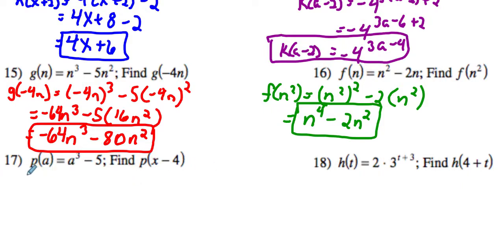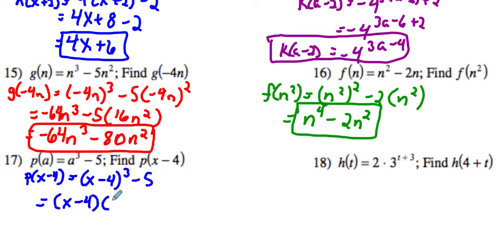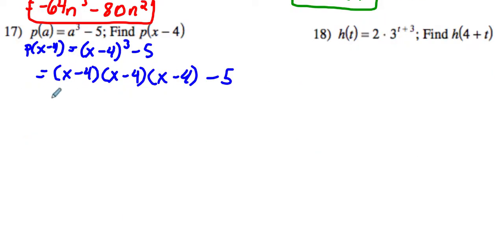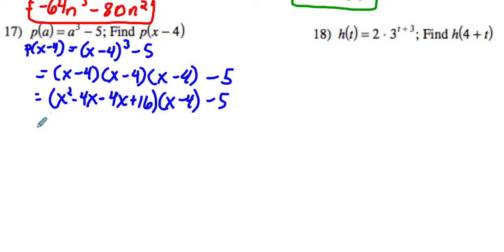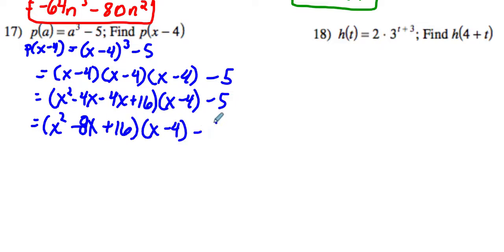All right, 17, p of x minus 4. I replace every a with x minus 4, cubed minus 5. So this x minus 4 cubed is x minus 4 times x minus 4 times x minus 4. Please do not just distribute the cube to each term. I'm going to start by doing the full method for the first two parentheses. Combining those like terms, I end up with x squared minus 8x plus 16 times x minus 4 minus 5.